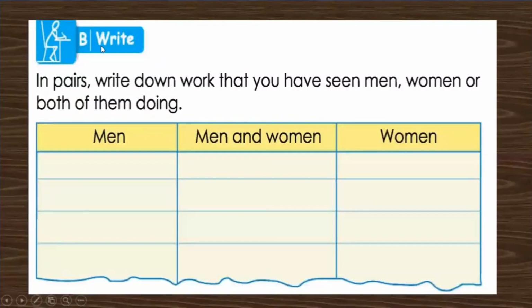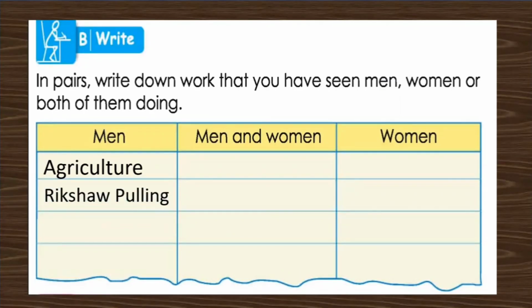See, in B, it's right. In pair, write down work that you have seen man, woman, or both of them doing. So we have to write these things in your book. Get ready with a pencil, students. See, here it's the column for man. That means here we should write the work that we can see only men are doing. Guess what? Yes, agricultural work is done by men. Any more?